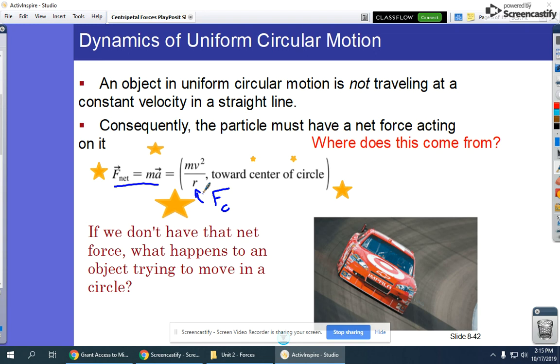Again, this is F equals ma, so here you can see that v squared over r for our centripetal acceleration. And again, this force always has to be directed towards the center of the circle.